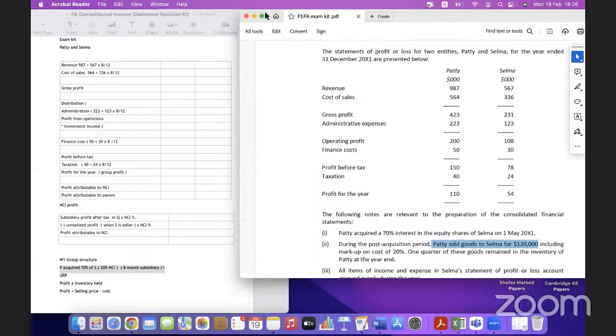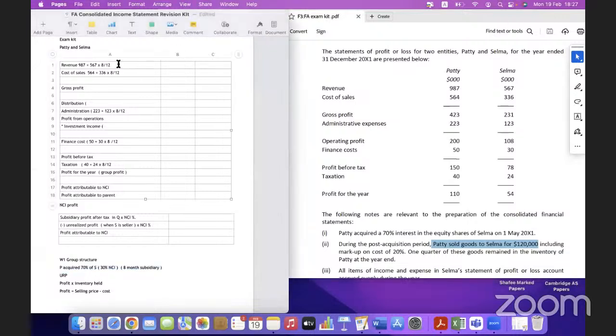One company sold goods to another company. This is what we call intra-group sales and purchases. Understood, guys? When one company sells products to another company, we call that intra-group sale and purchase. Okay, now what should we do with that one? We should eliminate. For Patty it's sales, so go to sales, which is revenue, eliminate minus 120.